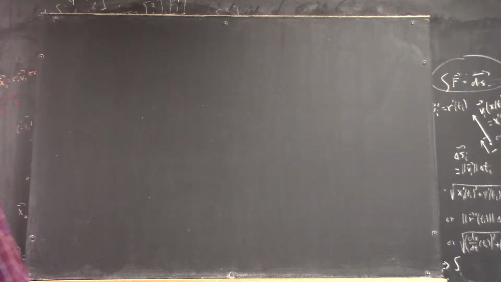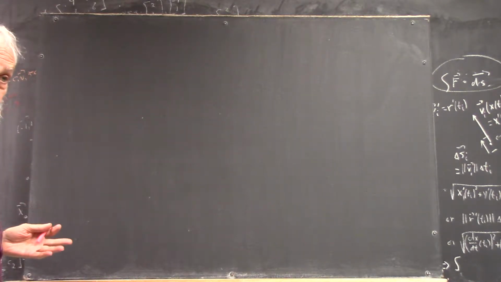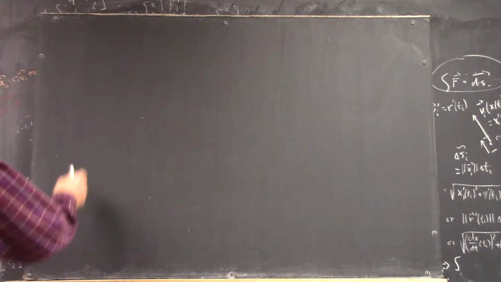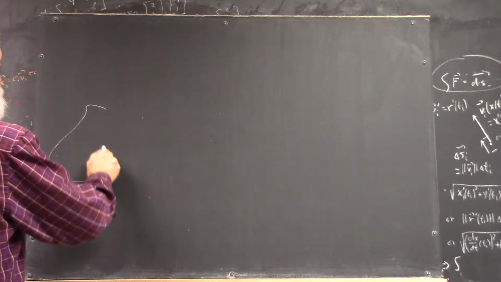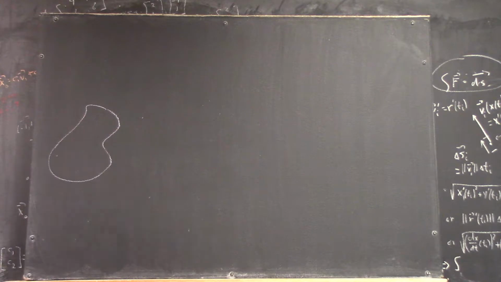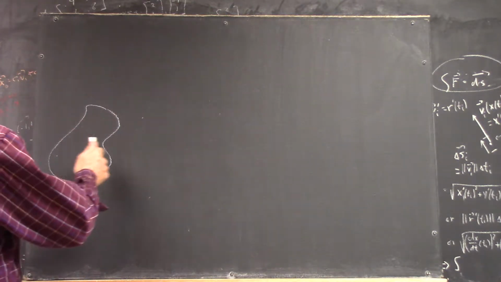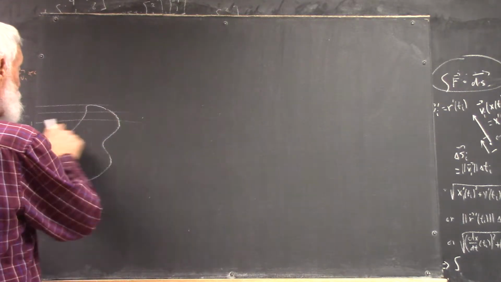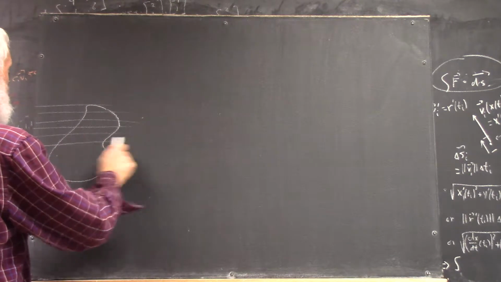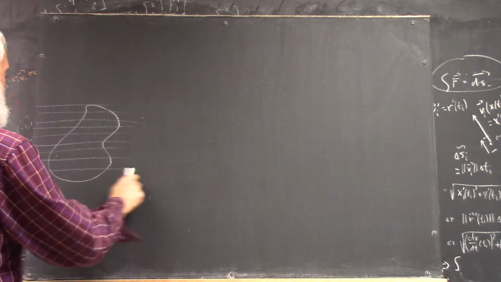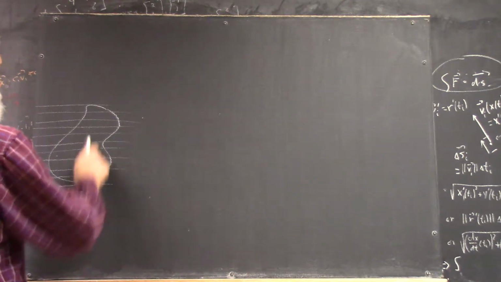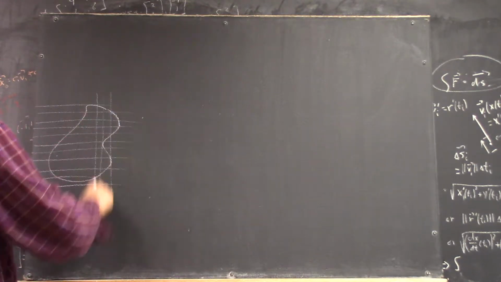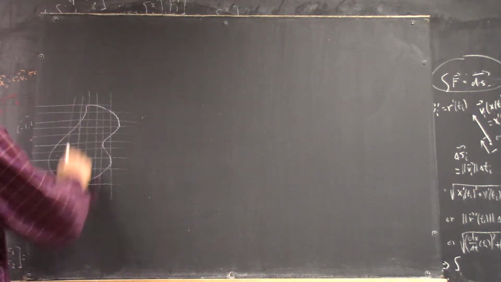Now, we've only proven this for tiny rectangles, right? Well, there's a curve enclosing a region, right? So all we do is we just break this into a grid. And we use more lines than this.